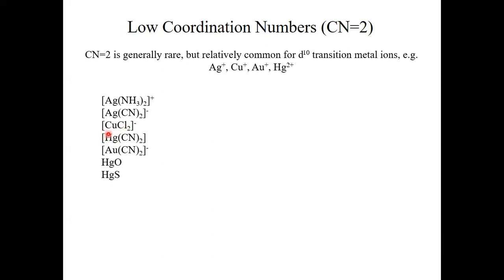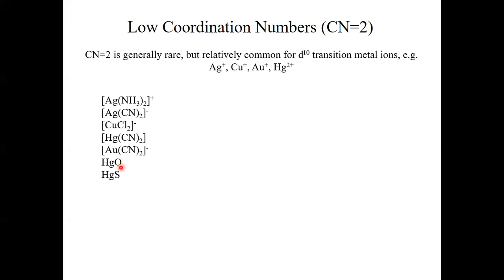So here we have mercury cyanide. That's also a linear complex, and here we have gold Au(CN)2 minus. So again, gold is a group 11 metal. If you remove 1 electron, it becomes a d10 gold plus ion, and we can coordinate 2 cyano ligands to that gold plus to make a linear complex of composition Au(CN)2 minus.